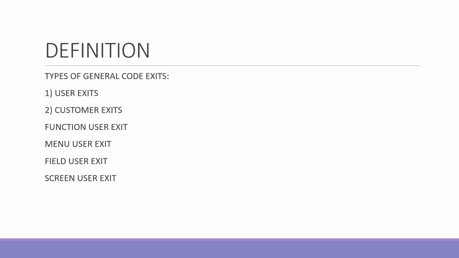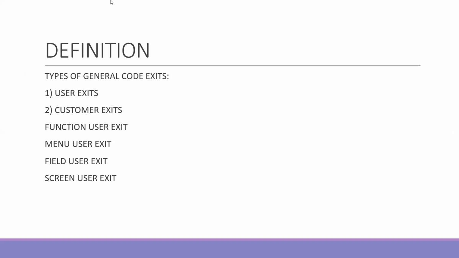User exit is an exit SAP has given within a form subroutine, we'll call it a subroutine. Within the form only, you will write a piece of code, so SAP is allowing you to modify that. Whereas customer exit is completely unrelated to SAP. You are going to write your own kind of code for this. For example, function exit menu, if you'd like to add a new menu.